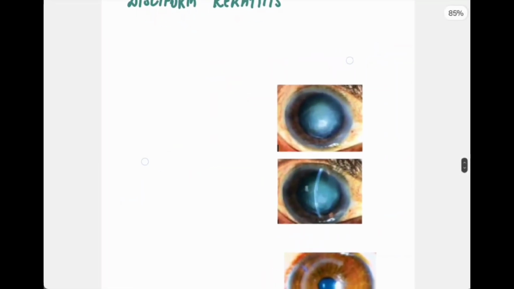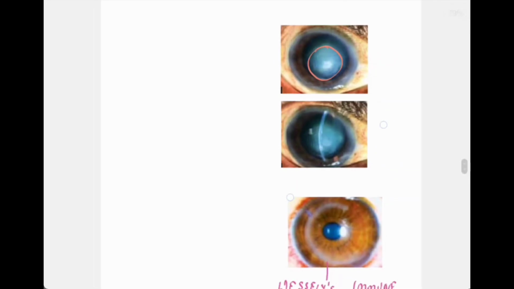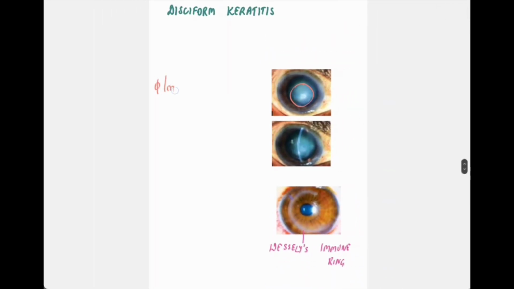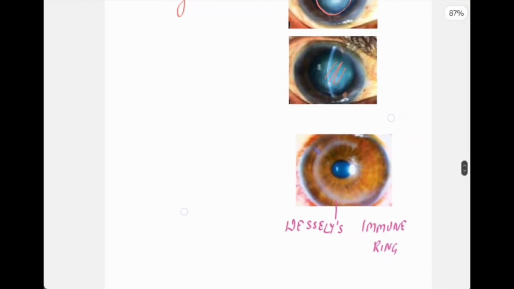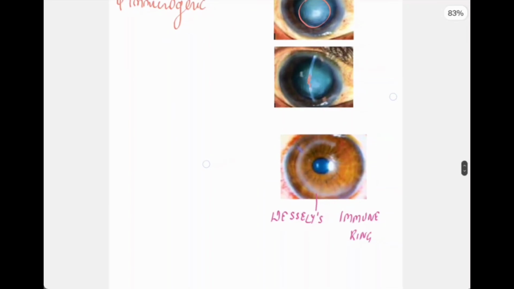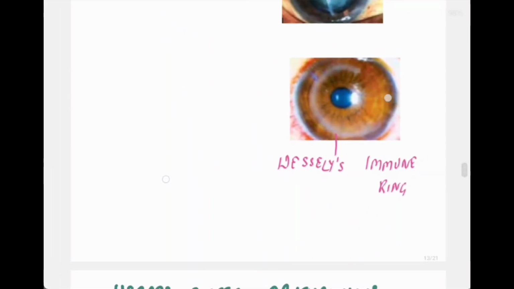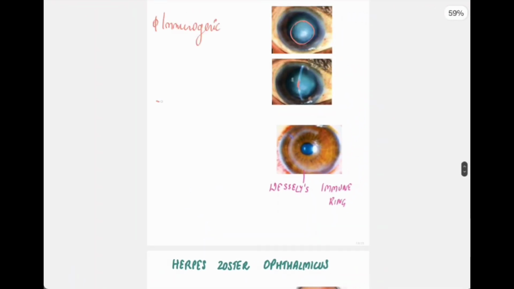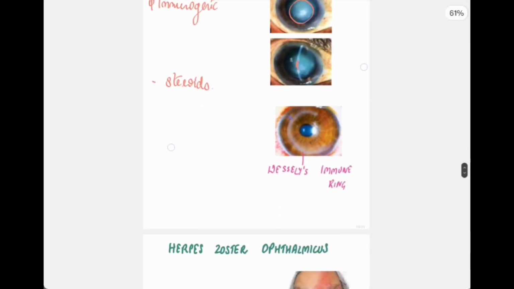Disciform keratitis. Deep keratitis with disc-like edema. It is an immunogenic reaction to herpes simplex virus. There is focal central stromal edema with fine keratic precipitates. Presence of Descemet's folds and increased central corneal thickness in severe cases is seen. Wessely's immune ring surrounding the edema in long-standing cases can be seen. Treated using topical steroids, full strength or diluted, with acyclovir eye ointment in equal frequency along with cycloplegic.